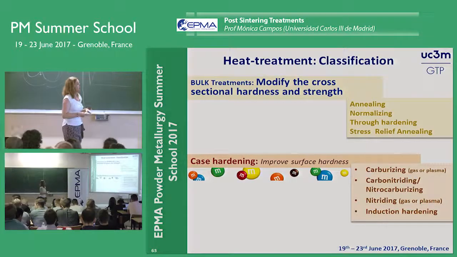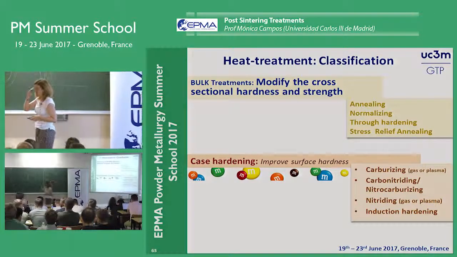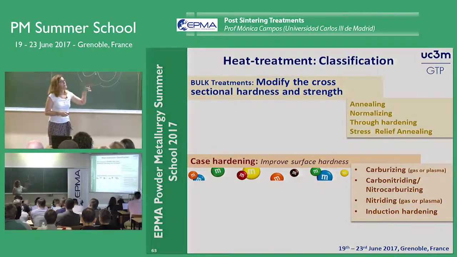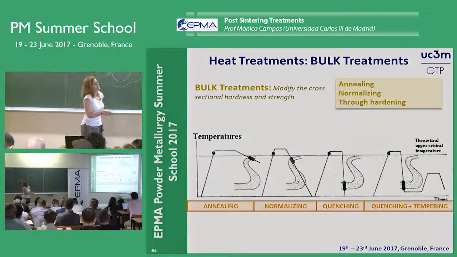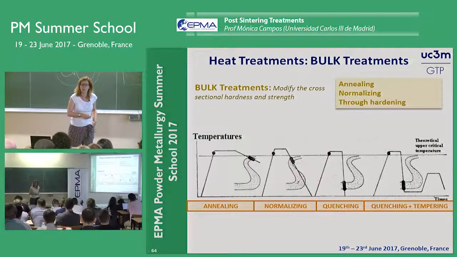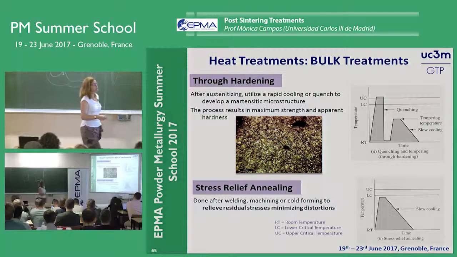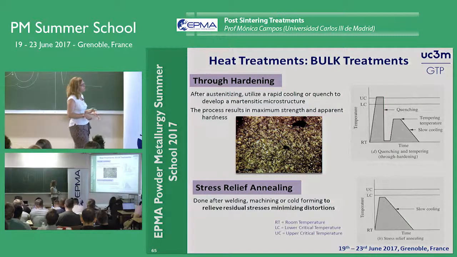Okay, just to finish, I would like to make some brief comments about the heat treatments that we can find. The bulk heat treatments: annealing, normalizing, through hardening, stress relieving, etc., and some case hardening. These are the normal heat treatments that we have in conventional steel. The same applies to our case. Normally, we can choose through hardening, where we heat up to a certain temperature in the austenitic region, then rapidly quench, and then make some slow tempering and stress relieving.